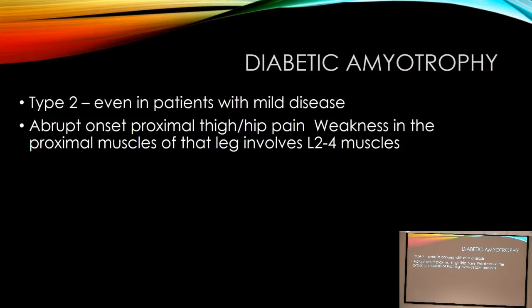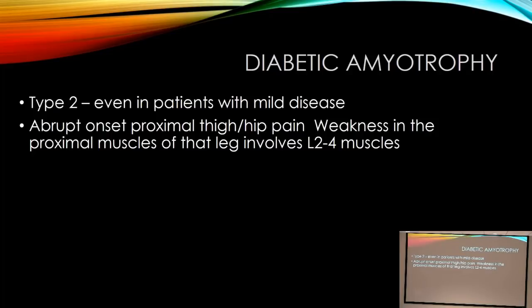All right, the other unique complication of diabetes is called diabetic amyotrophy. This is a bit of a frustrating condition. It has about 7 or 8 different names, but I think this is the one that neurologists generally like to use, diabetic amyotrophy. And this one is very unusual for a couple of reasons.